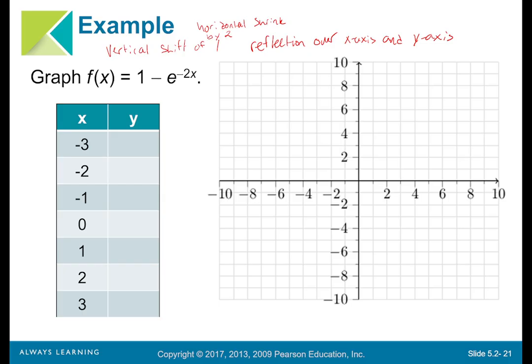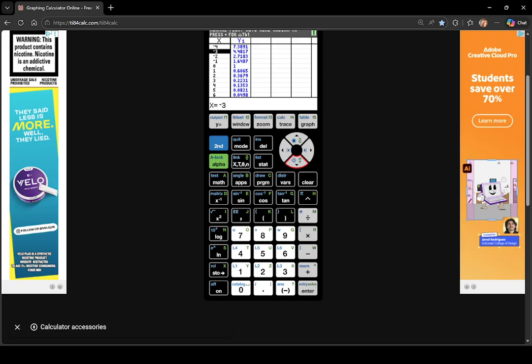So let's go to our calculator now. 1 minus e to the -2x. Y equals 1 minus e to the -2x. Notice I use a negative in front of the 2, okay? Not a minus symbol. So the minus symbol, anytime you're combining two terms, use the negative symbol if it's going directly in front of a number.